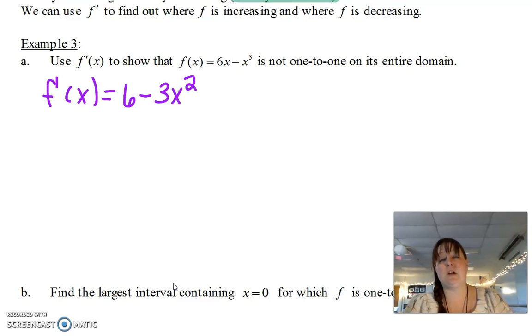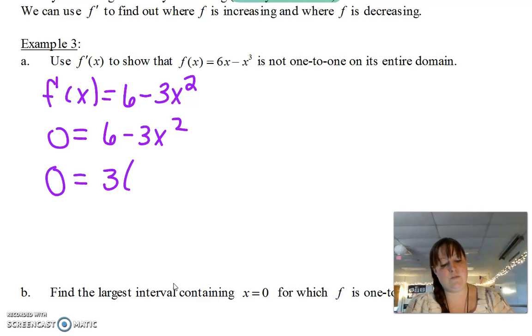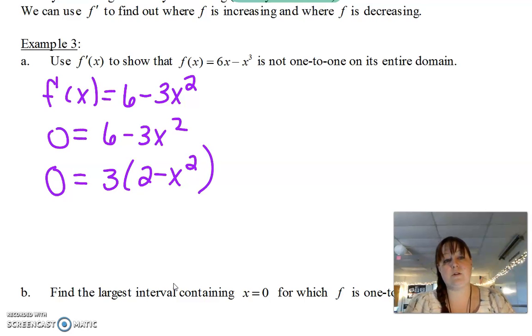And then we have to figure out where f prime is equal to 0, because those are going to be our critical numbers. So we set it equal to 0. And we have 6 minus 3x squared. And we go ahead and factor out a 3, and we have 2 minus x squared. Because remember, we find our critical numbers where the derivative is equal to 0. So then we set our factors equal to 0. Well, 3 can never equal 0, so all we have to set equal to 0 is 2 minus x squared.